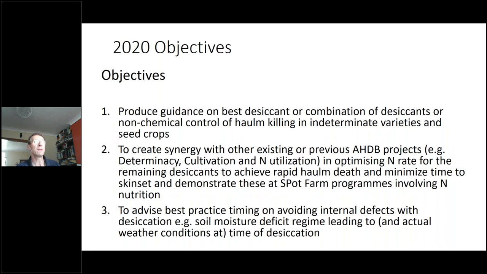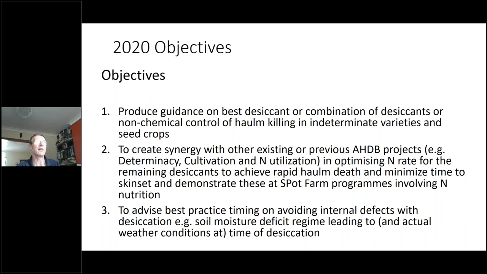So the objectives are basically to provide guidance on the best combination of desiccants for non-chemical control as well as chemical control in a range of varieties at different sites with different timings. And basically link that with work that AHDB have funded already on nitrogen work, determinacy and cultivation in terms of managing soils for harvesting without bruising at the end of the season. And then optimizing the nitrogen rate so that we get rapid death. That's the target. And we're testing a principle here.